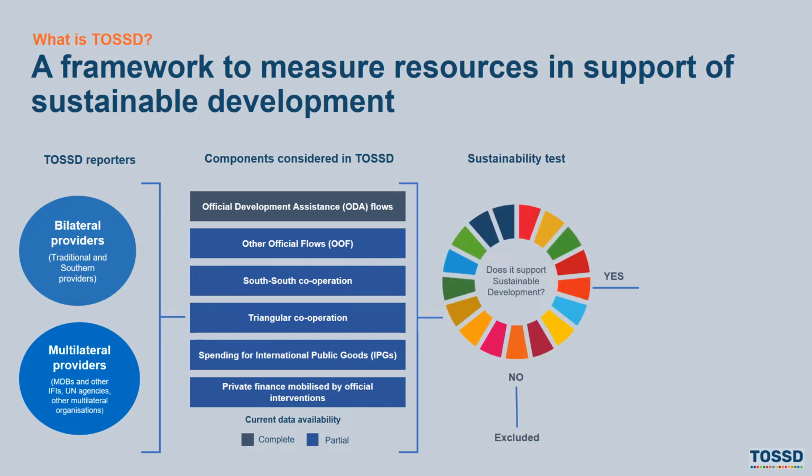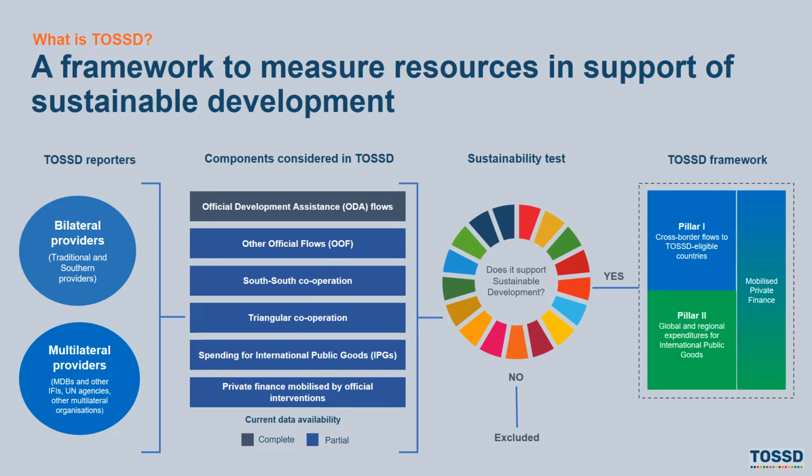Activities reported by providers then go through a sustainability test. This means that the TOSSD Task Force Secretariat checks whether these activities contribute to sustainable development or not. If they do not support sustainable development, they are excluded from TOSSD. In the TOSSD framework, data are presented in 2 pillars. Pillar 1 captures cross-border flows to TOSSD-eligible countries, and Pillar 2 captures global and regional expenditures for international public goods. In addition, private finance mobilized is presented separately.